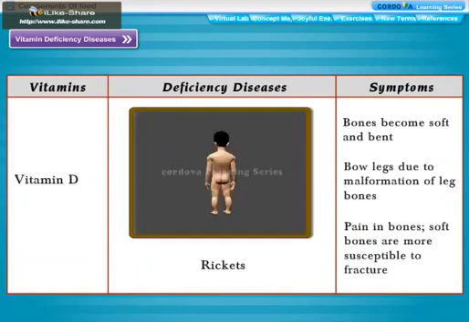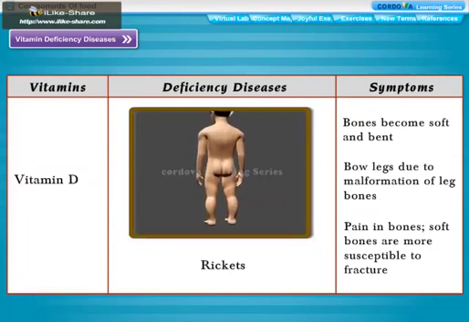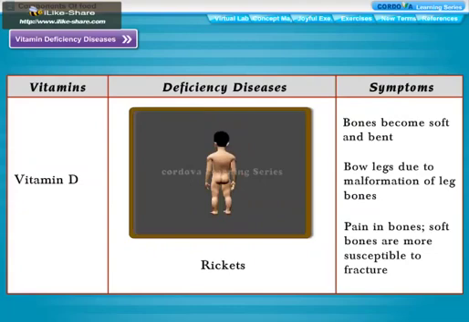Vitamin D, rickets, bones become soft and bent. Bow legs due to malformation of leg bones. Pain in bones. Soft bones are more susceptible to fracture.